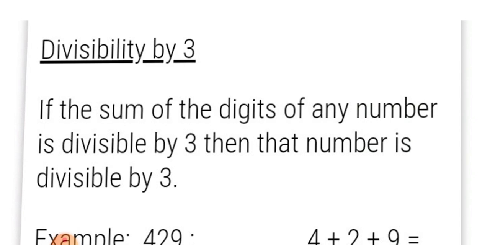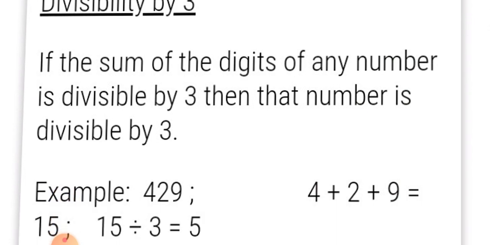Now we are moving to divisibility by 3. If the sum of the digits of any number is divisible by 3, then that number is divisible by 3. This is the divisibility rule of 3.